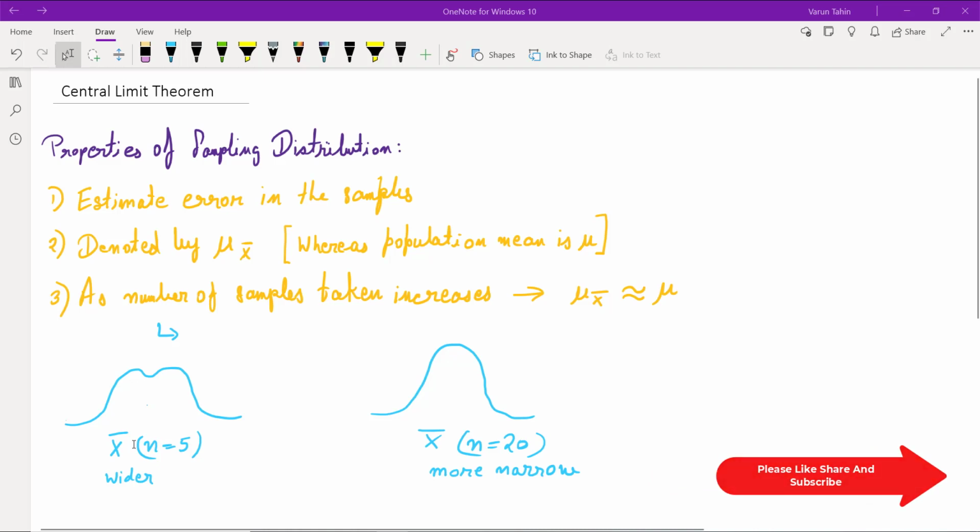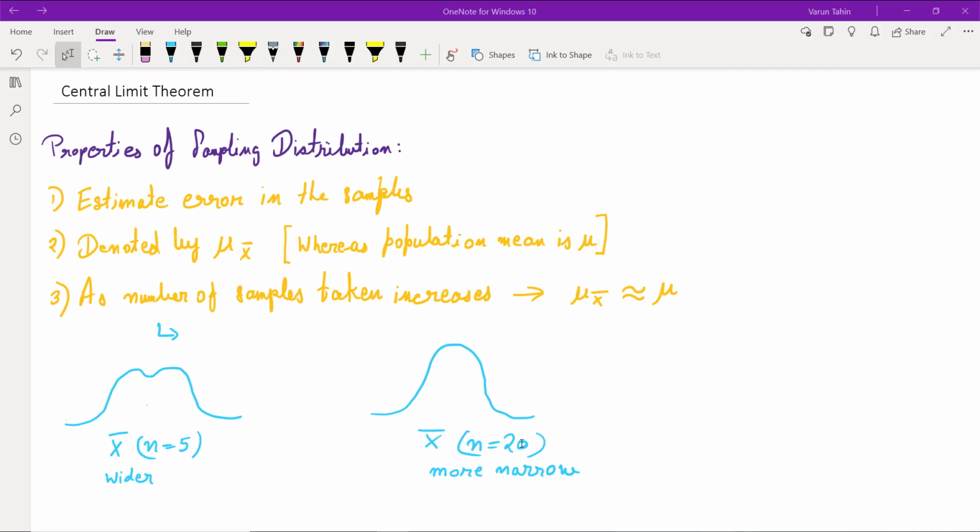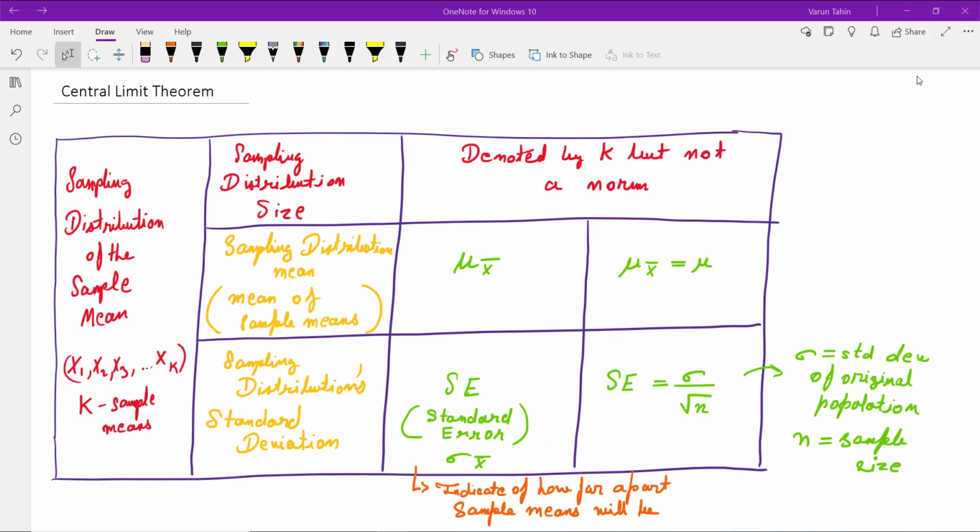The graph is wider when we are taking small samples, that is where n is equal to 5, and it becomes narrower when we increase the sample size, that is where n is equal to 20. Now the reason for this is taking a large number of samples removes sample bias because it accommodates the diversity of individual values, and in the second graph there will be lower number of squared errors, values that are more concentrated in the middle.